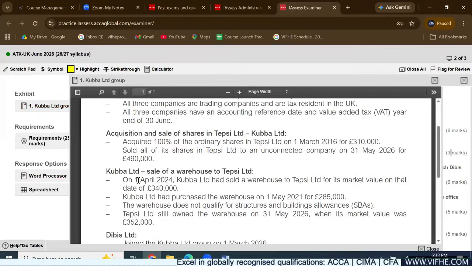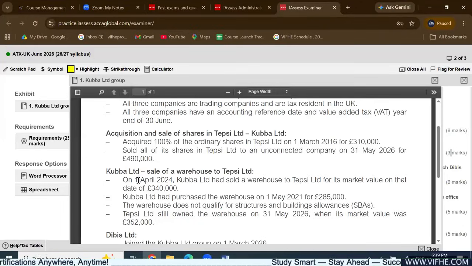So at the point when this building was transferred by Kuba Limited to Tepsi Limited, this was taking place between chargeable gains group members, and whenever there happens to be an intra-group transfer, it is considered to be an exempt transfer for SDLT. So technically speaking, at the point of transfer of this building, no stamp duty land tax was originally paid.